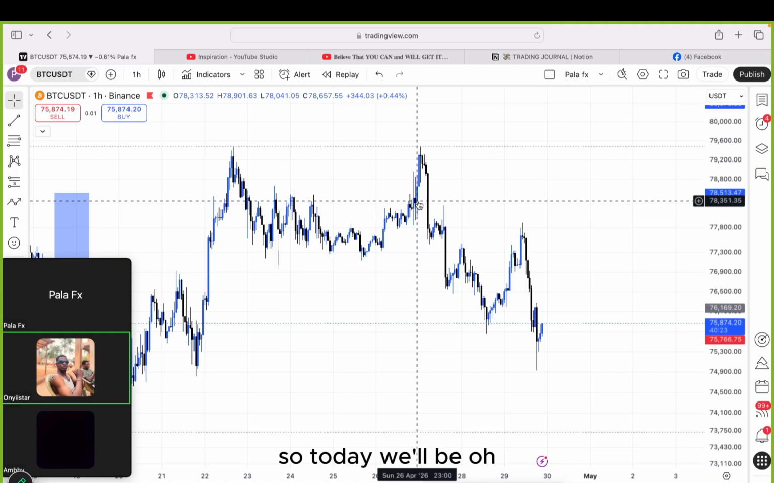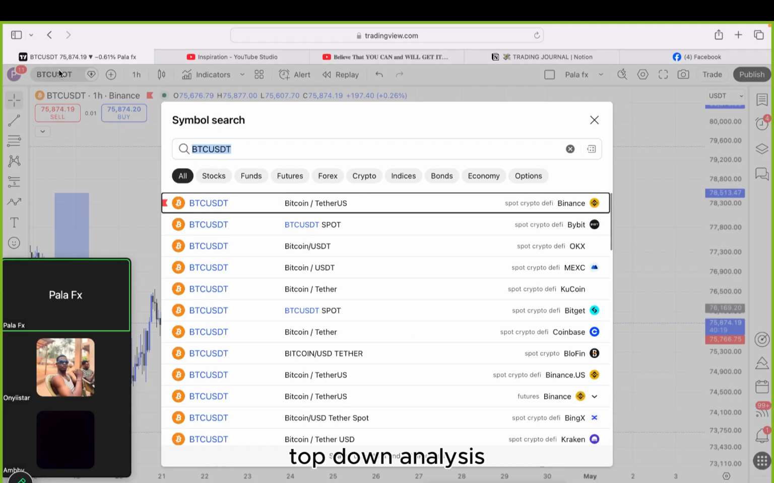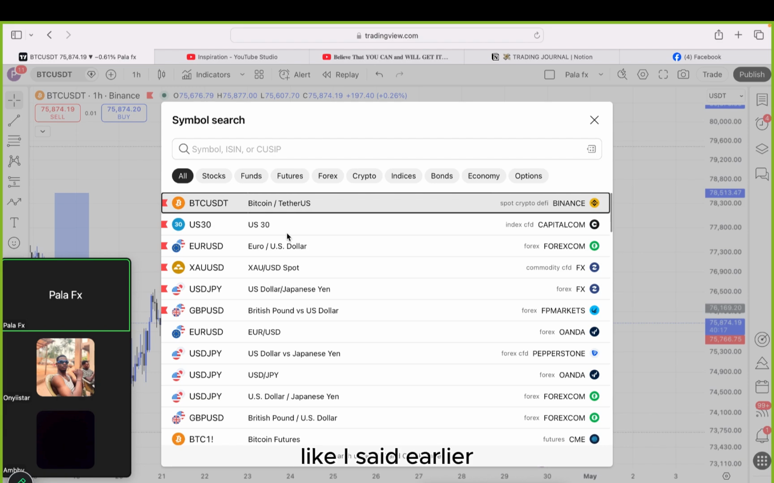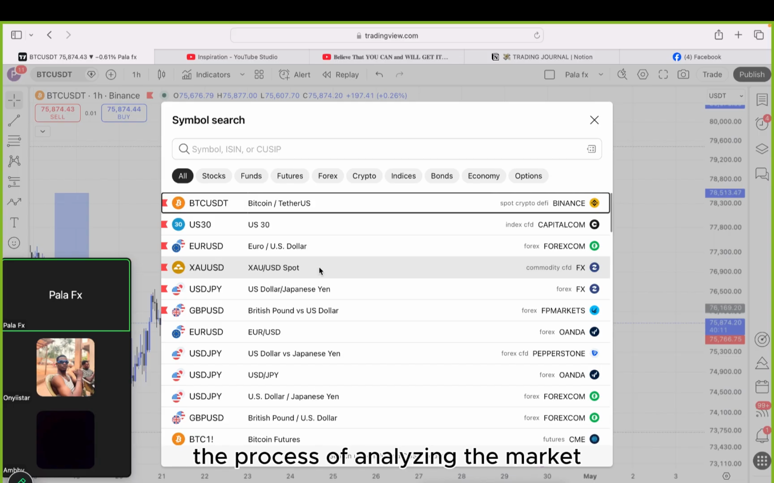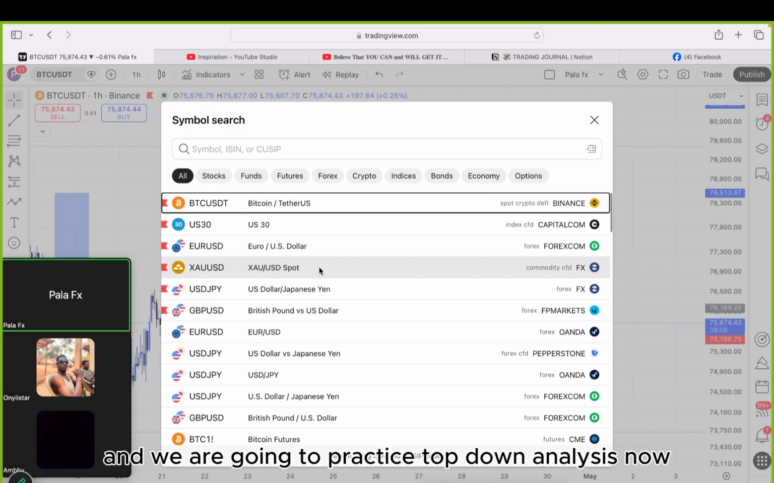So today we'll be doing top-down analysis. Like I said earlier, top-down analysis is the process of analyzing the market, starting from the higher time frame to the lower time frame. It helps you to see the broader view of the market. You feel me? So that's the meaning of top-down analysis, and we are going to practice top-down analysis now.